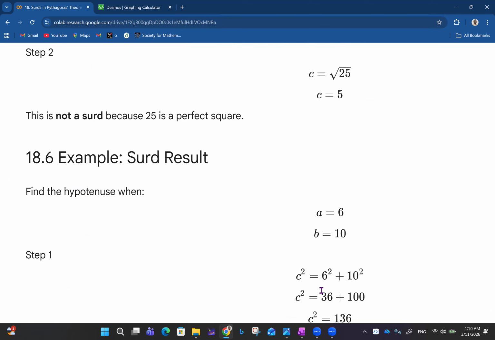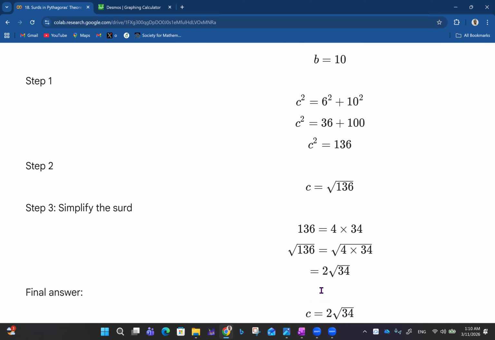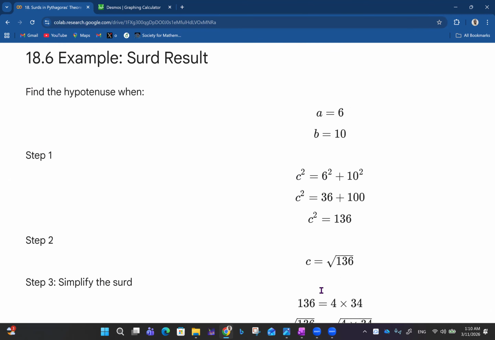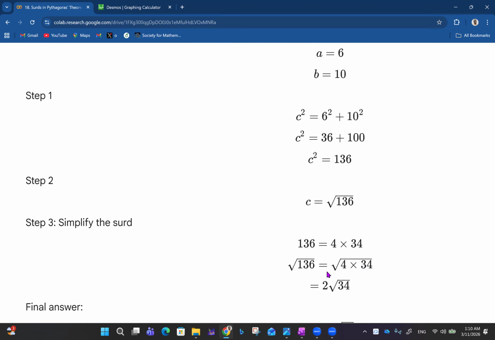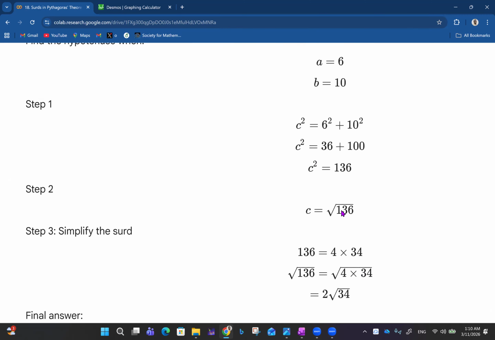So that happens. Then we can also have surd results that require simplification. So imagine you want to find the hypotenuse when a is 6 and b is 10. So c squared is 6 squared plus 10 squared. Then that means c squared is 36 plus 100, right? And then that means we have c squared to be 136. And step 2 now, c is the square root of 136. And you know, 136 may be looking like a number you're not familiar with.